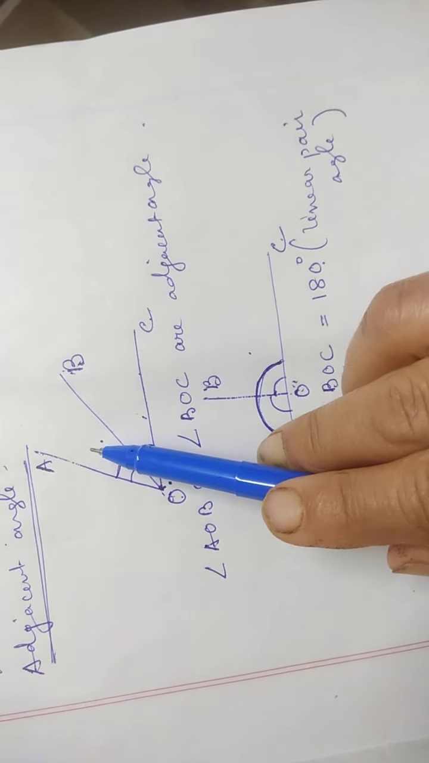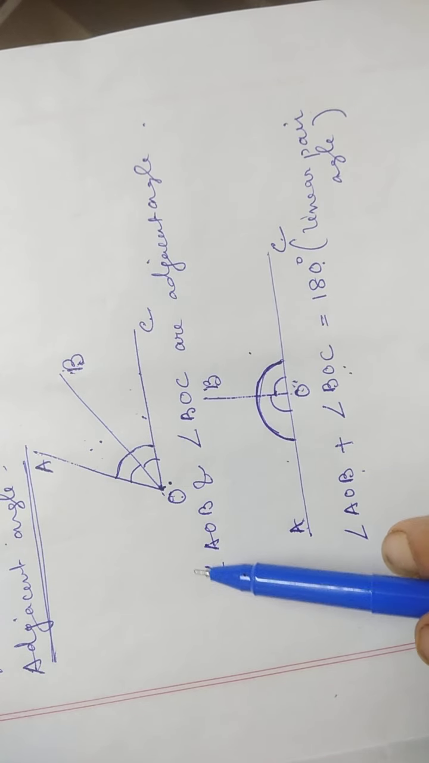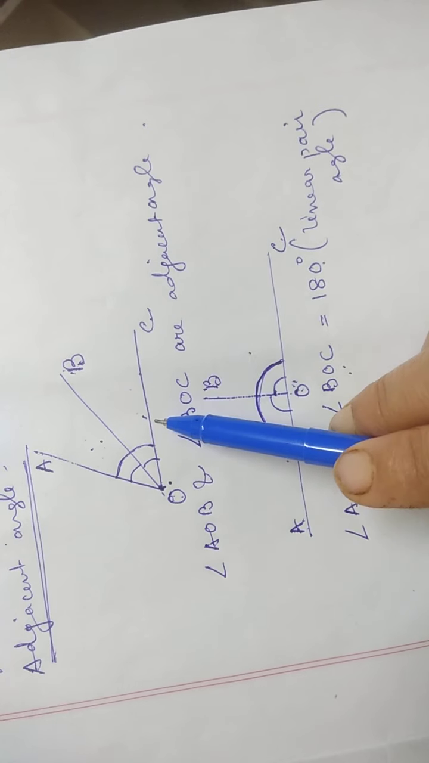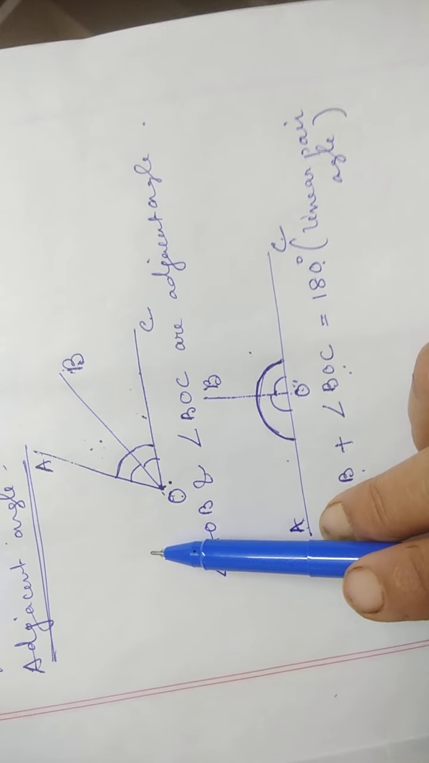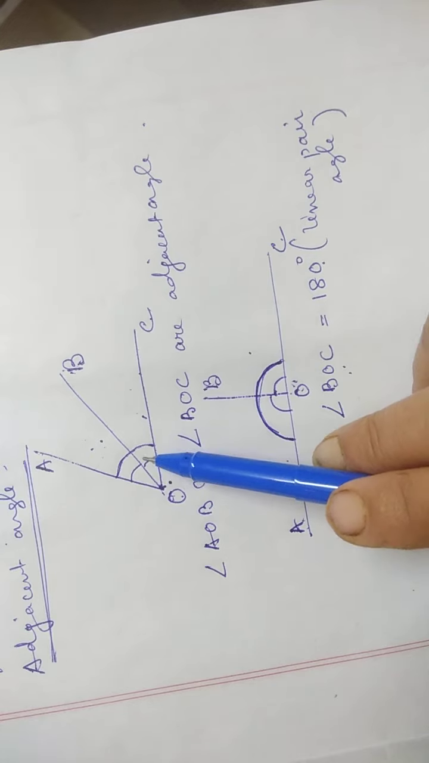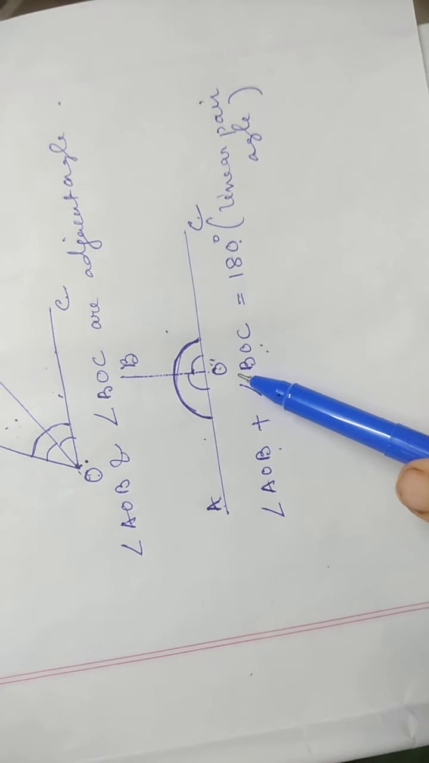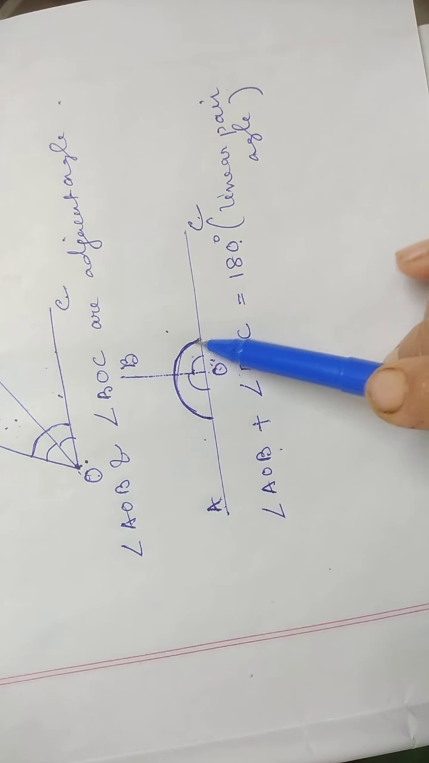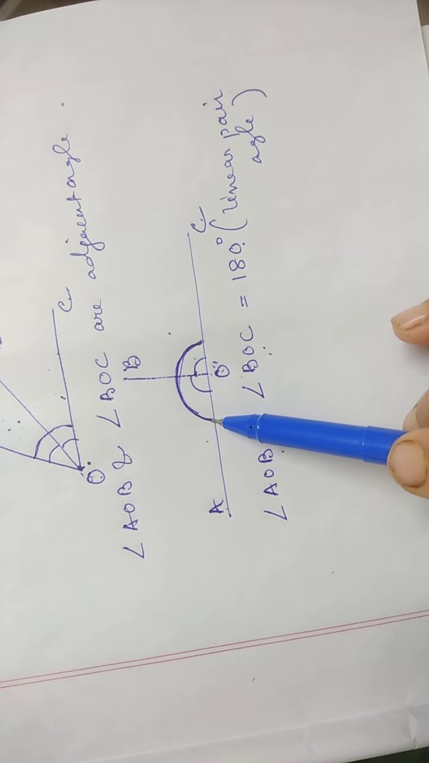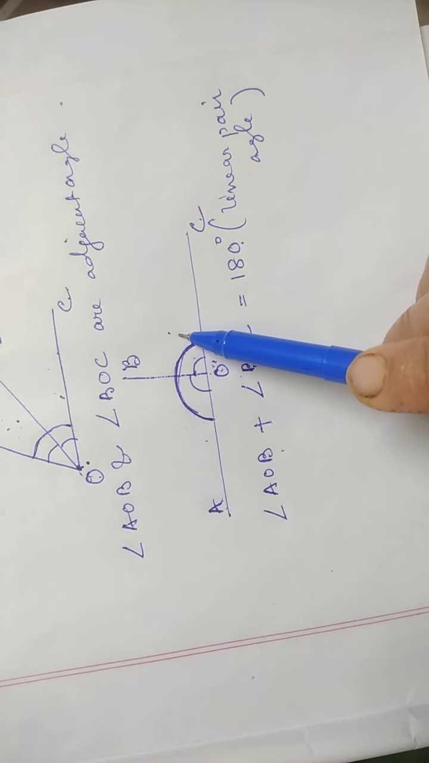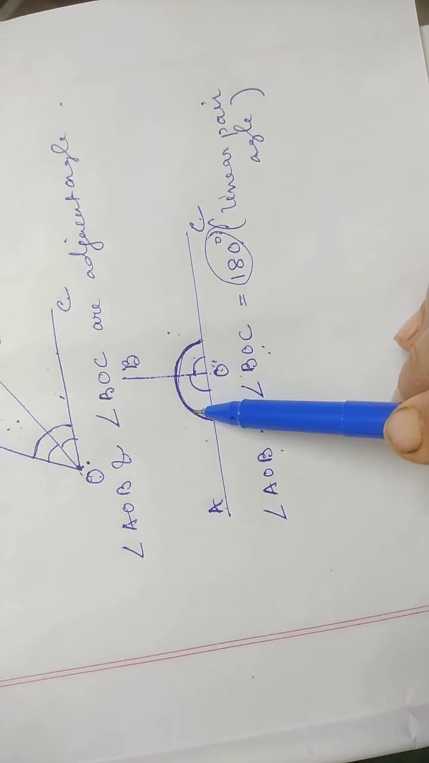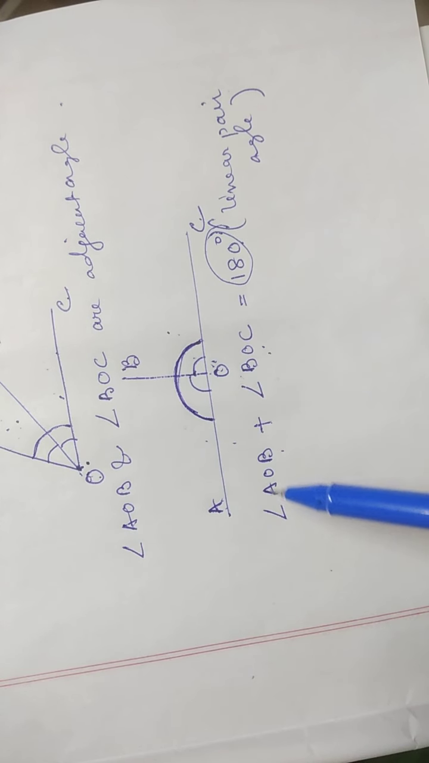These two angles are also adjacent angles, but these two angles are not linear pair angles because these two angles do not make 180 degrees here. So these are not linear pair angles. But here you see there are two adjacent angles. Two adjacent angles together made what? They made a straight angle. What is the measurement of a straight angle? It is 180 degrees. That means two adjacent angles together made 180 degrees, then it is called the linear pair angle. Okay.